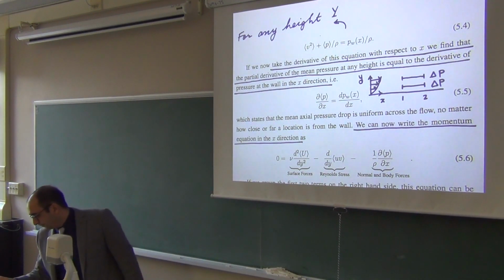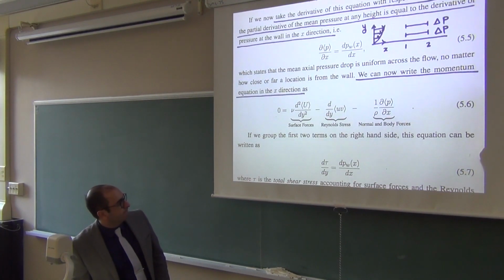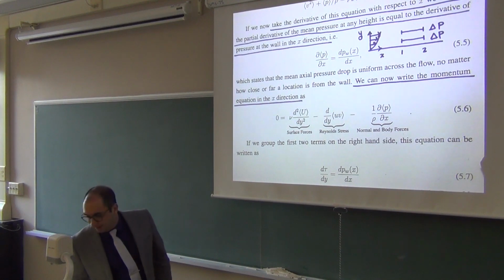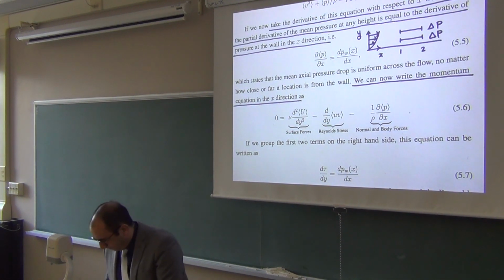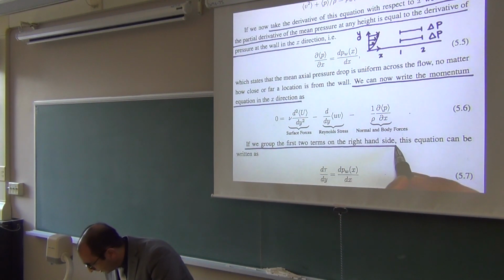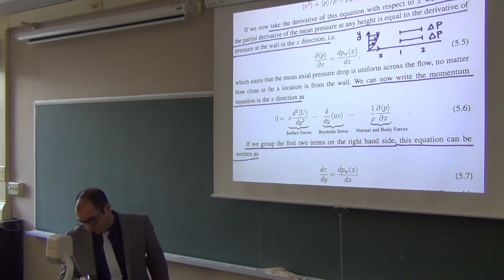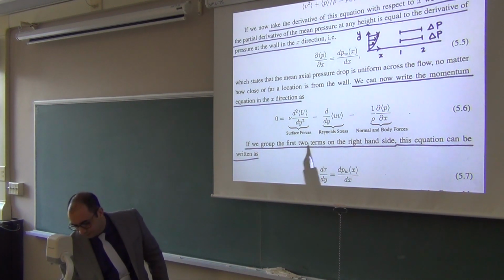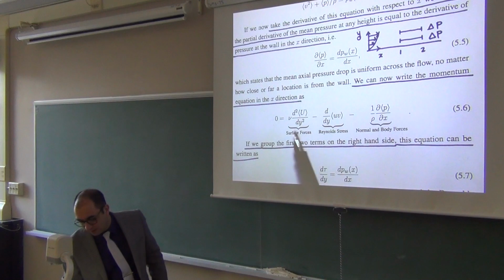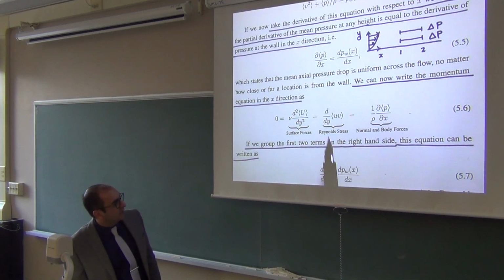So it's a little bit longer. Now, if we group the first two terms on the right-hand side, I can group these two terms. And I can call these two terms grouped together partial tau with partial y.